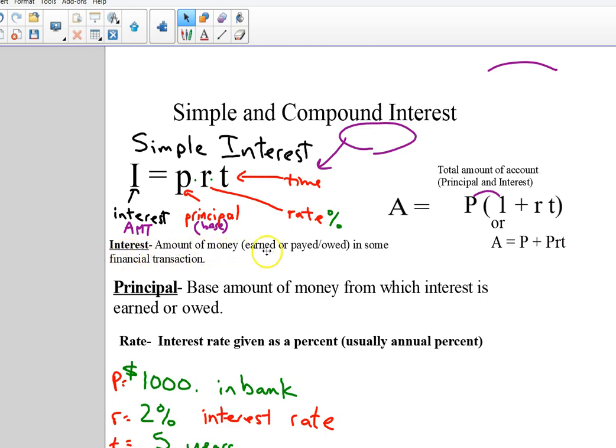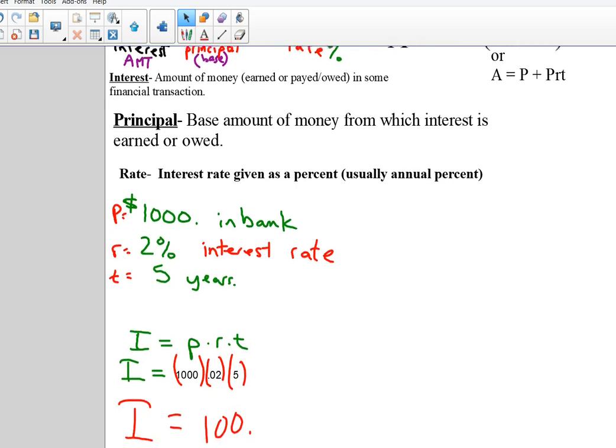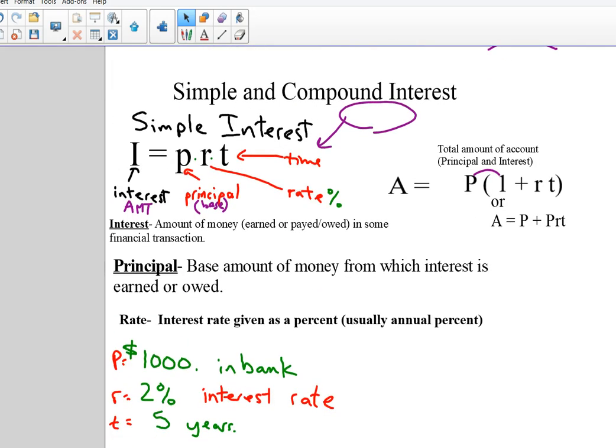Interest is an amount of money earned or paid or owed in some financial transaction. Principal is a base amount of money from which the interest is earned or owed. And the rate is the interest rate. It's usually given as an annual percent, so per year, if it's not listed.